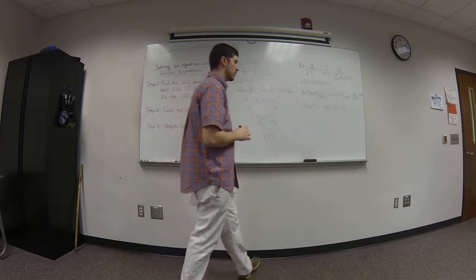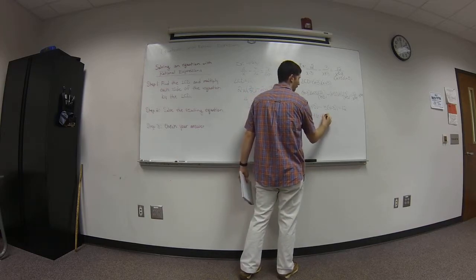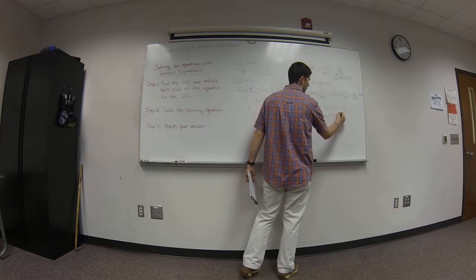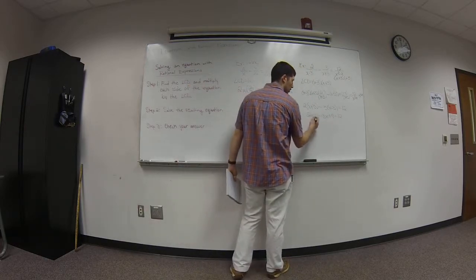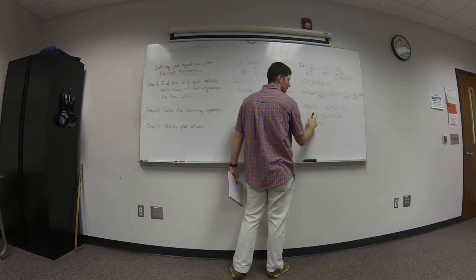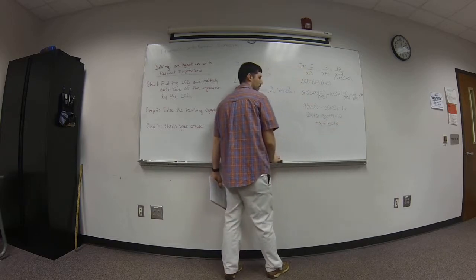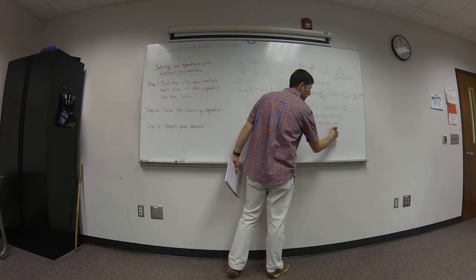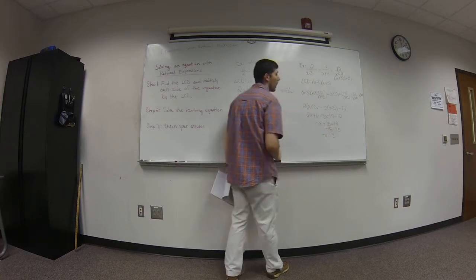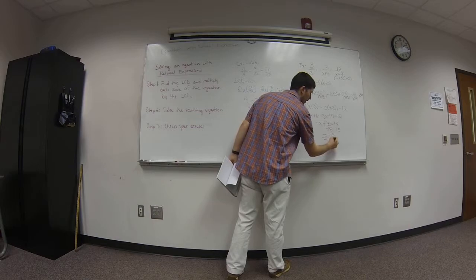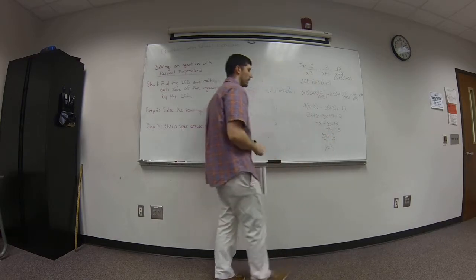Now we just solve this simpler equation. So distribute here: 2x plus 6 minus 3x plus 9 equals 12. Combine like terms, 2x minus 3x is negative x, 6 plus 9 is 15. Subtract 15 now from each side. So we get negative x equals negative 3. Divide each side by negative 1, and we get positive x equals positive 3.